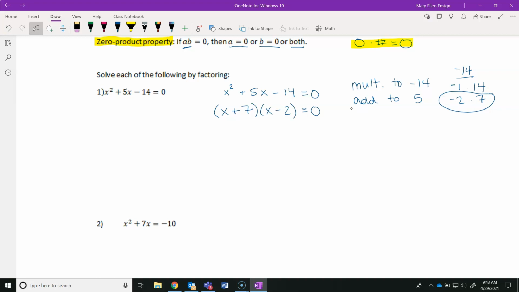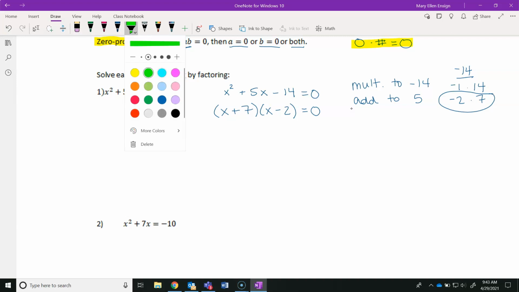So you want to think about what the purpose of your problem is. In this case, we're not just factoring, we're solving for x. So we want to figure out what x is. So we're not done right now. Okay, and this is where this zero product property comes in.